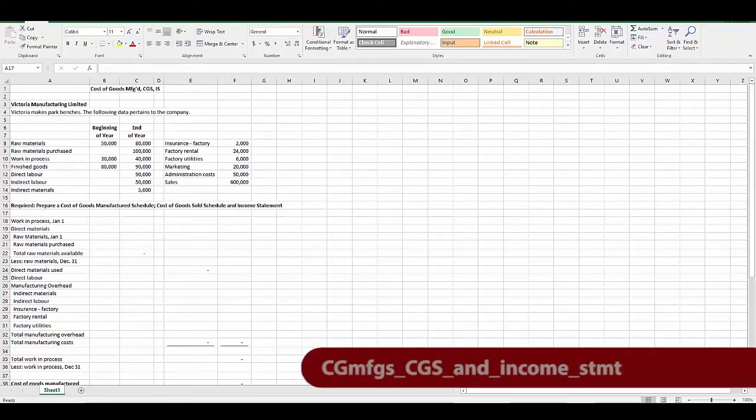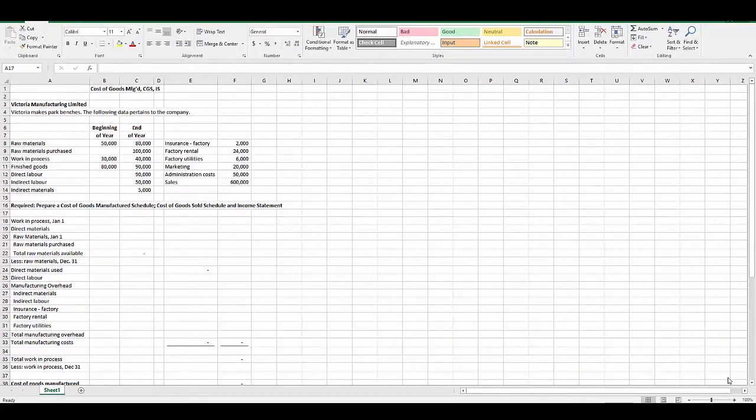This problem involves three parts. So we're going to be doing the cost of goods manufactured, the cost of goods sold, and the income statement. These three sections are all part of one large problem, and you need to do the sections in the correct order, starting with the cost of goods manufactured, then cost of goods sold, and then income statement.